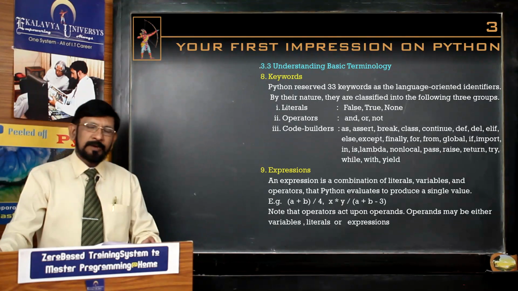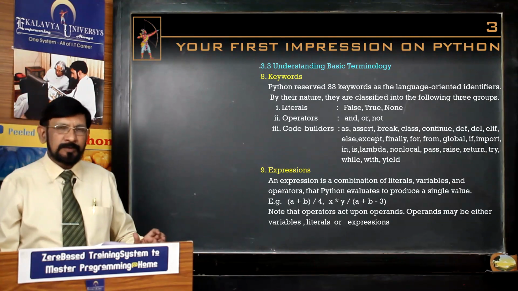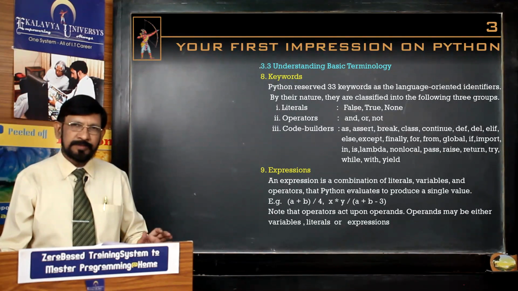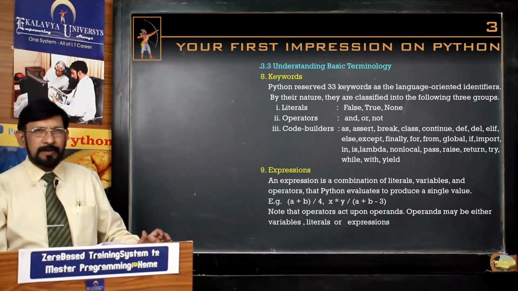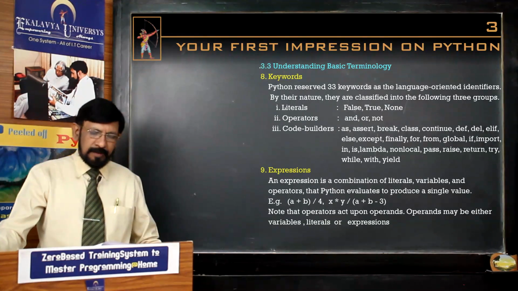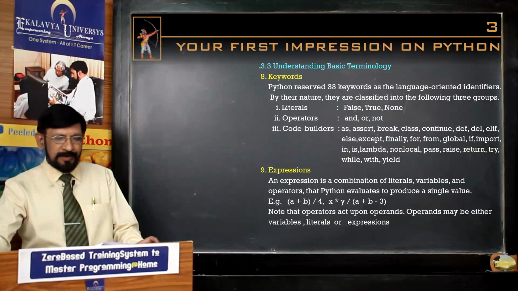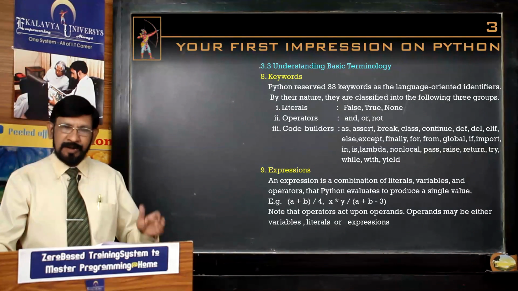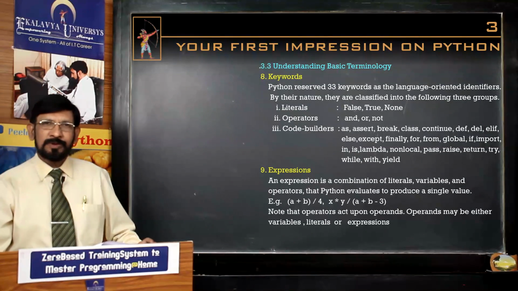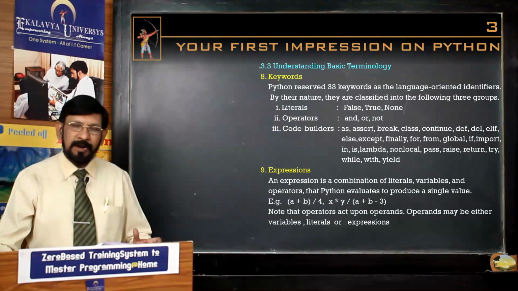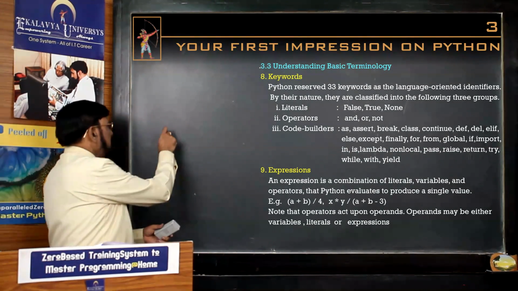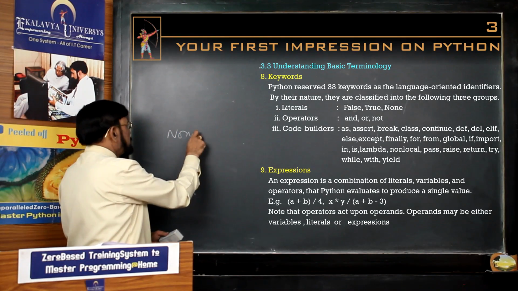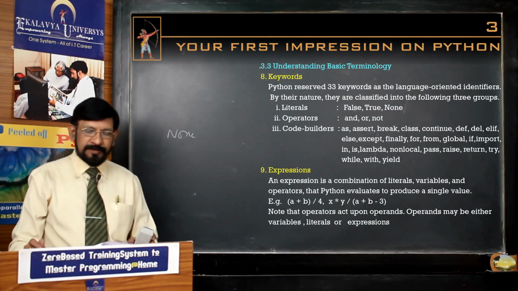Python also, like other languages, reserved 33 keywords. These are reserved words. In that, many categories are there. Some are literals. Actually, as I told you already, true and false are literals. Those are Python keywords only. True, false, and none. These are Python keywords. Next, operators.